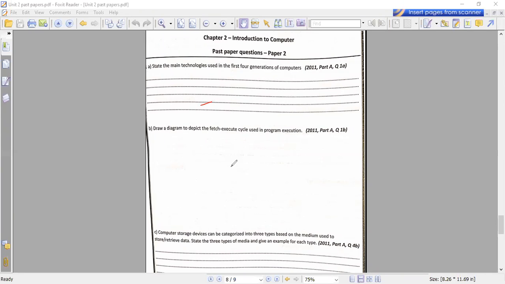Draw the diagram to depict the fetch execute cycle. You can write fetch, then decode, then execute. That's like a cycle. Execute, and again it comes back to the beginning: fetch, decode, execute.